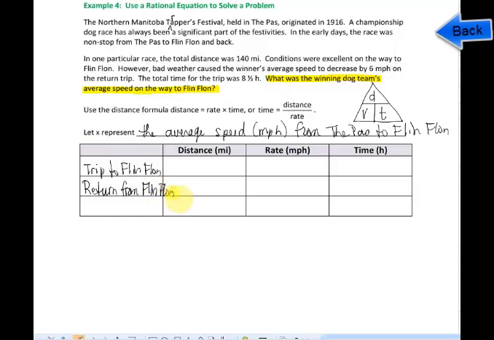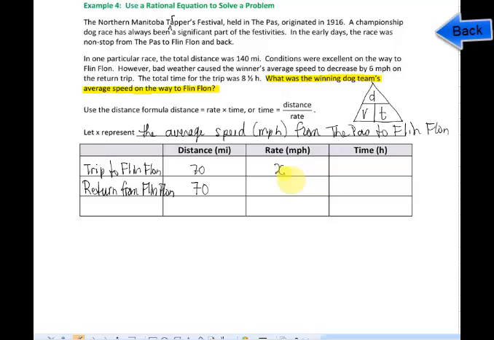Okay, so you're going to use the information from the word problem to fill in the chart. You know that for this race that we're looking at, the total distance was 140 miles, so that means you're going to go 70 one way and 70 the other. Now, their velocities, we don't know what that is. We want to know, though, what the average speed was from the pass to Flin Flon, so we're going to call that x. We'll put that here.